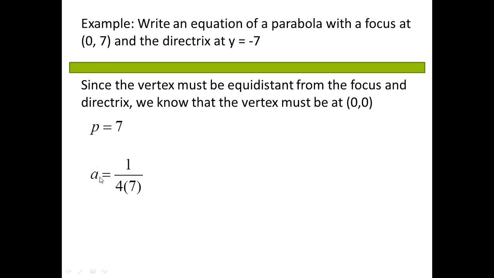If I know p equals 7, then I know a has to equal 1 over 4 times 7, or I know my a value has to be 1 over 28. Well, if my vertex is at 0, 0, and I have an a value of 1 over 28, then this has to be the equation, y equals 1 over 28 x squared.